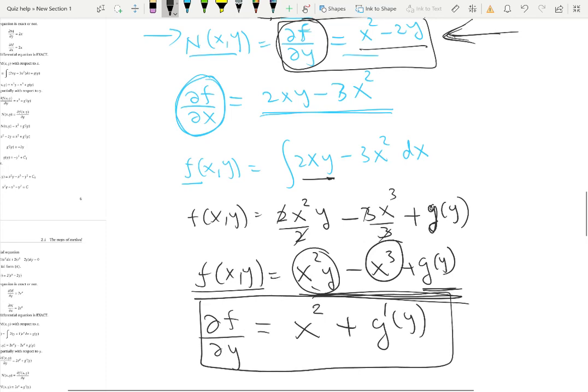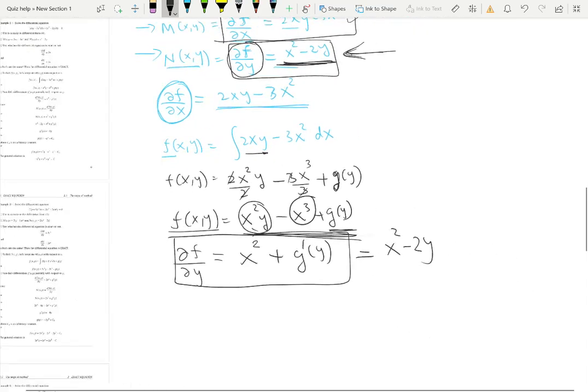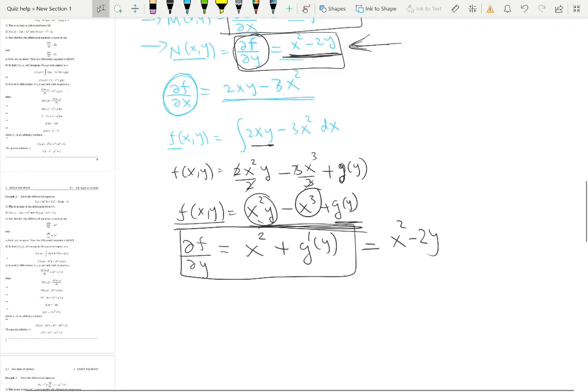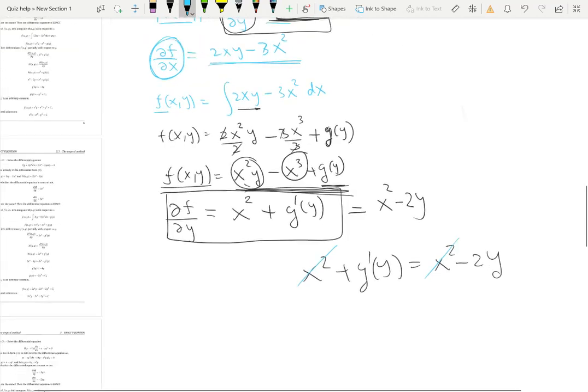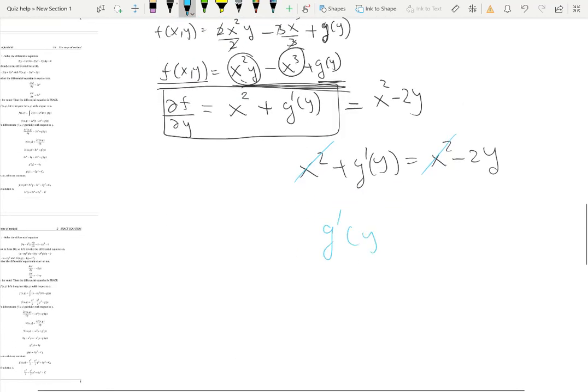So according to the f that we used, the partial derivative of f with respect to y is x square plus g prime y. But what is actually the partial derivative of f with respect to y? This should be equal to x square minus 2y, right? Because we already know it. So x square plus g prime y is equal to x square minus 2y. So x square cancels out, right? So g prime y is negative 2y. Now the derivative of g is negative 2y. So what is g?